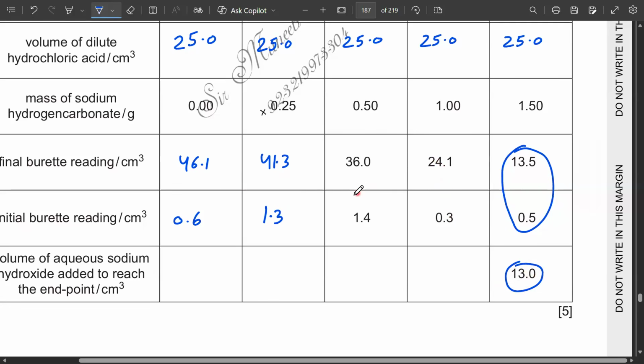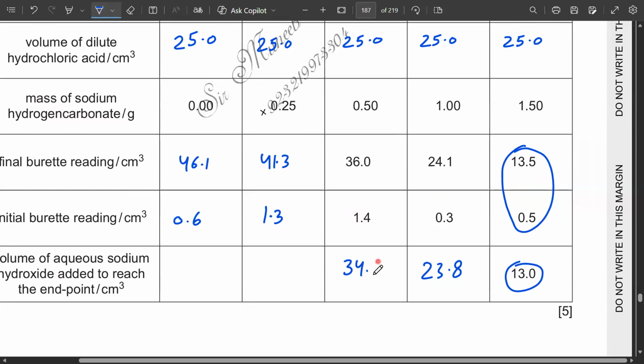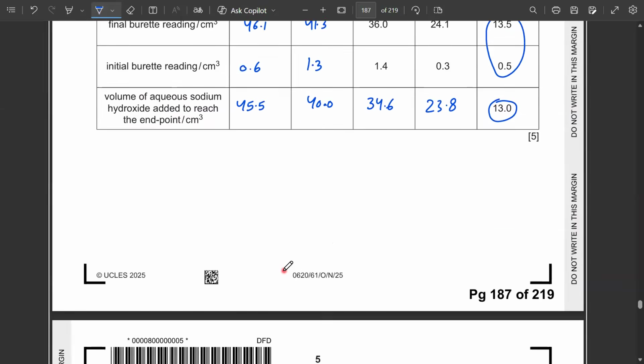So 24.1 minus 0.3 gives you 23.8, and do the same for the other columns. You will get 34.6 for this one, 40.0 for this one, and 45.5 for this. Now we have completed this table.